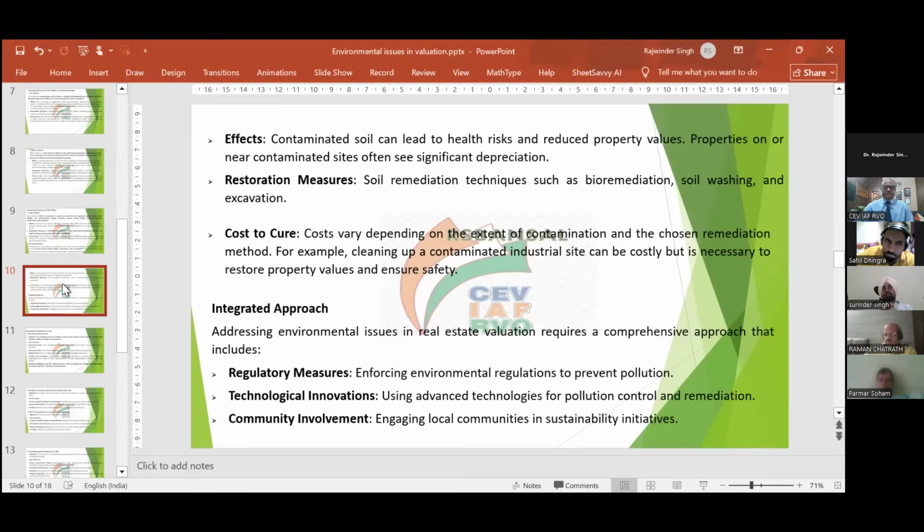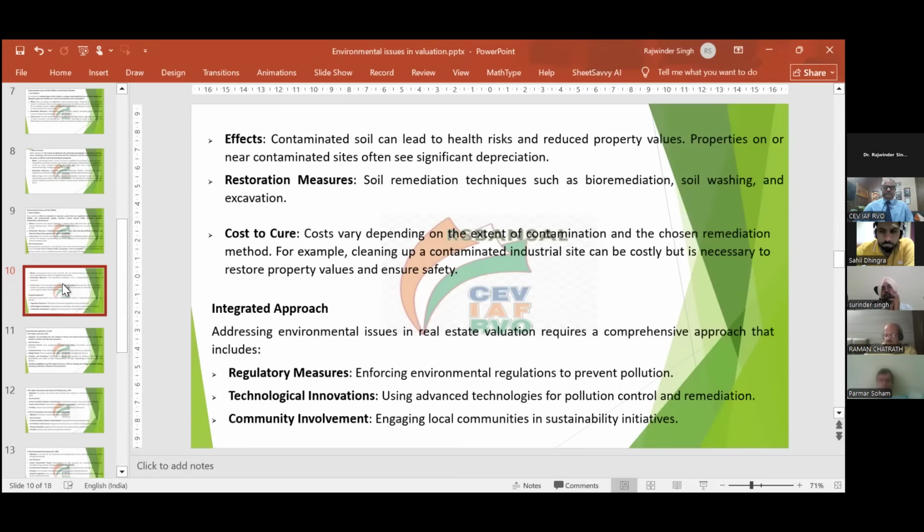And of course, another problem is that properties nearer to such contaminants will have more depreciation than the other properties. And how can it be reduced, how can it be restored? It can be done with bioremediation method, soil washing and excavation, etc. And what will be the cost to cure such environmental effect? It will depend upon the extent of contamination and the chosen remediation method. For example, cleaning up contaminated industrial sites can be costly, but is necessary to restore property value and ensure safety of the inhabitants.